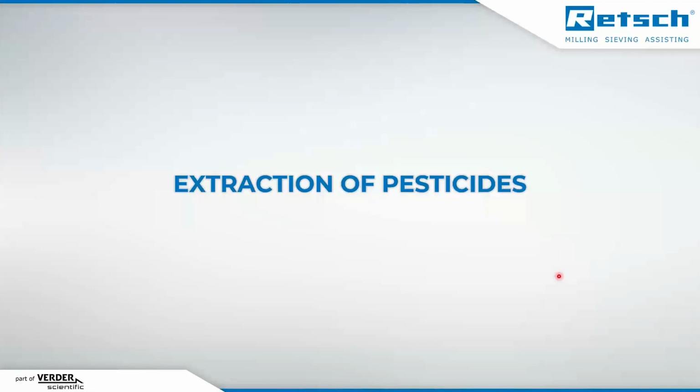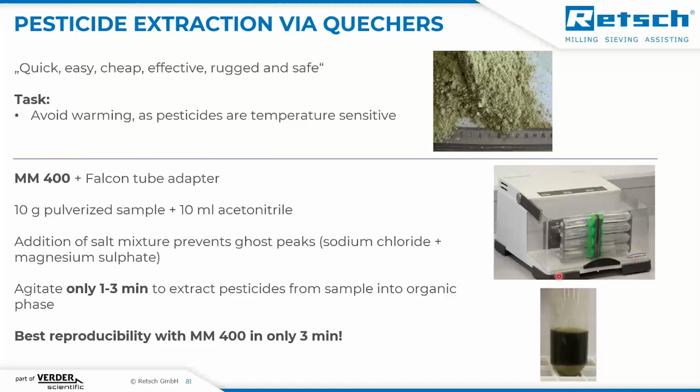We can also offer something for the extraction of pesticides, for example. The extraction of pesticides is usually done via the QuEChERS method, where you mix the pulverized sample with 10 milliliters of acetonitrile. You also add some salts to prevent ghost peaks. Then you have to shake it rigorously for 1 to 3 minutes, or maybe even longer when you do it manually.